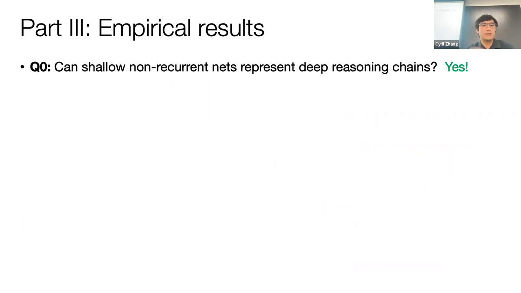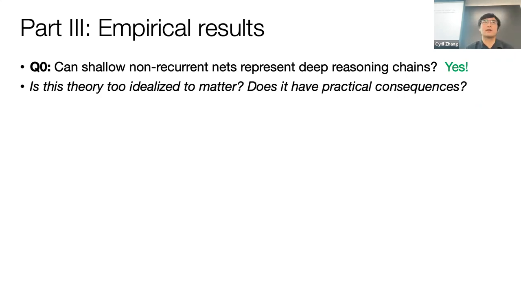Okay, cool. So the theory can only ask the first question that we really care about, towards understanding and improving transformers: that at least in principle, shallow non-recurrent networks can represent long reasoning chains. They can simulate automata with very low depth. Then we can ask whether this matters or whether this is realistic.